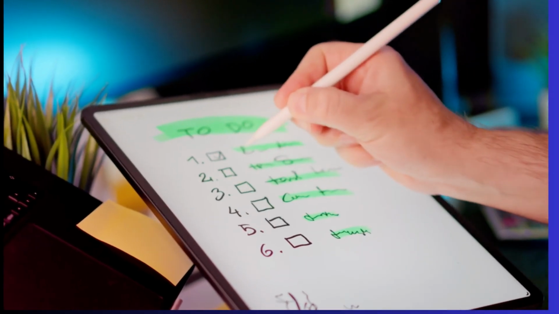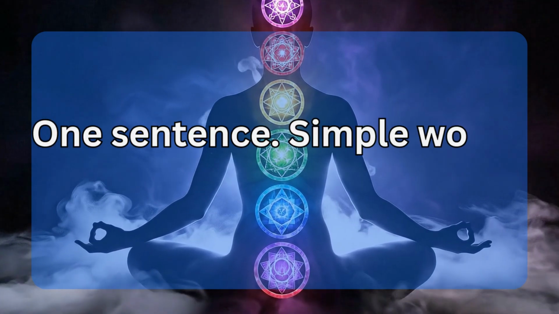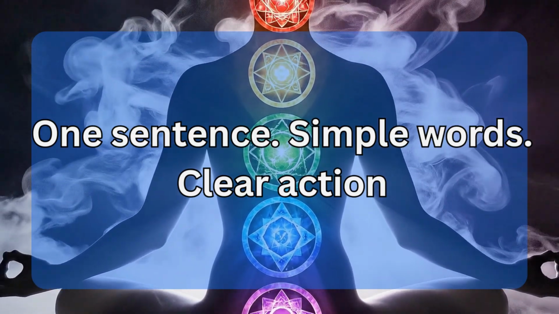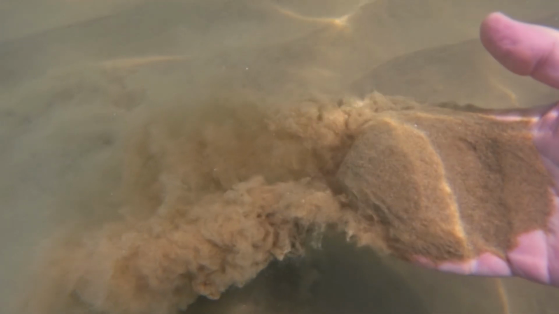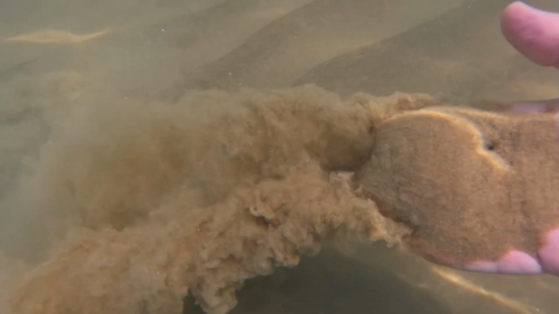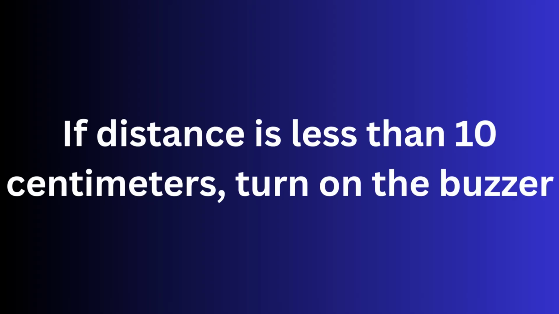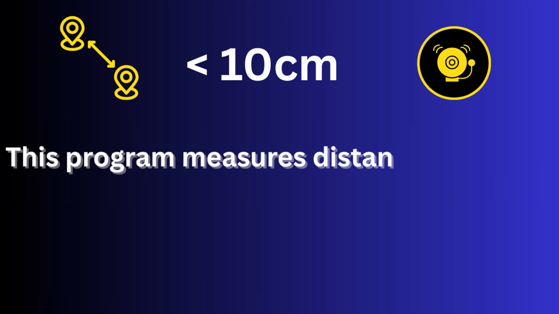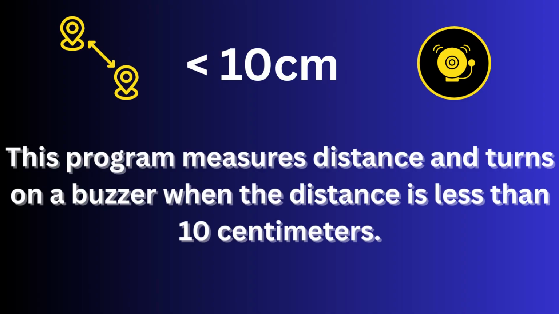Writing a goal is very easy. Follow this rule: one sentence, simple words, clear action. Example: this program checks temperature and shows a warning if it is high. Let's take a simple example again. Problem: if distance is less than 10 centimeters, turn on the buzzer. Now the goal becomes: this program measures distance and turns on a buzzer when the distance is less than 10 centimeters. That's it. Now your brain knows exactly what to build.